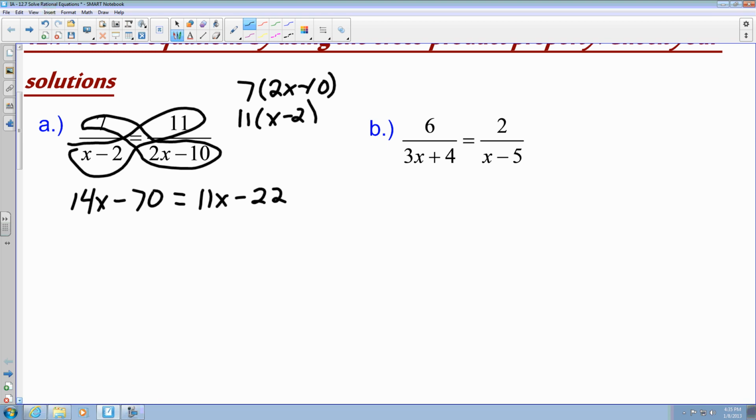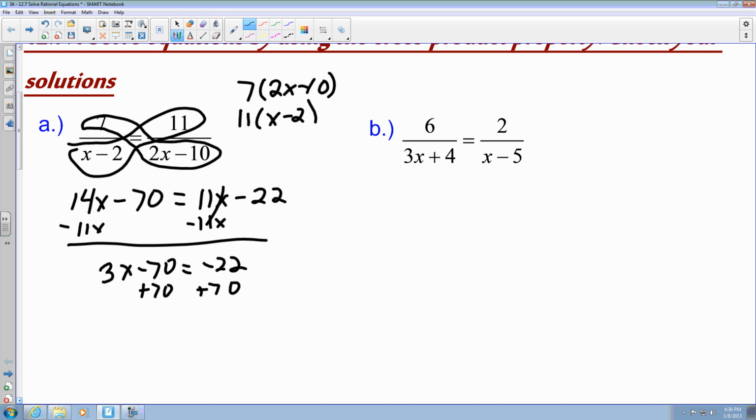So I'm going to subtract 11x from both sides. That cancels out, so now I have 3x minus 70 equals negative 22. At this point, it's just algebra trying to solve for x. I'm going to add 70 to both sides, which gives me 48 equals 3x. If I divide both sides by 3, that gives me x equals 16.